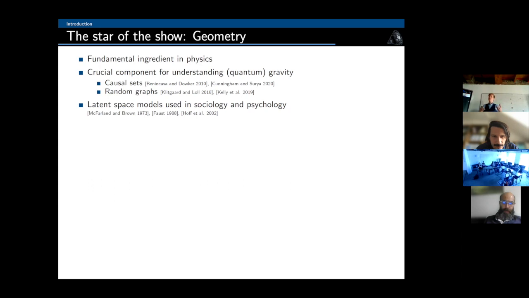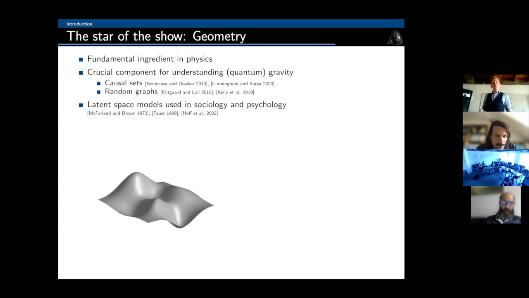And then by understanding where people are in this space with respect to each other, they can make predictions about how you will react or with whom you will interact. In general, from this perspective, we are studying some system, and the system has entities, and these entities are somehow present in some latent space, usually a space that has a geometry that makes it much nicer.